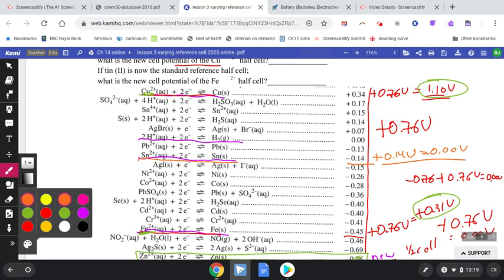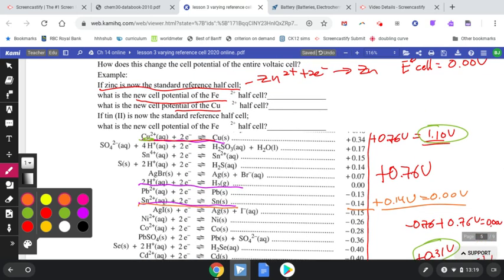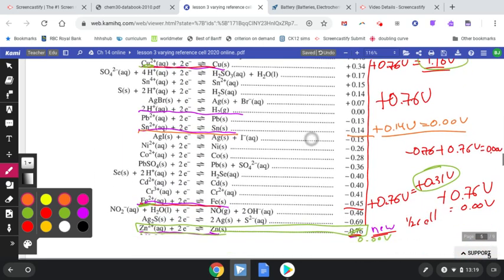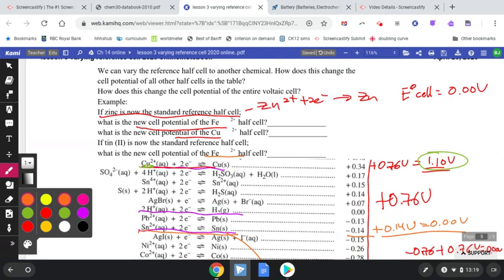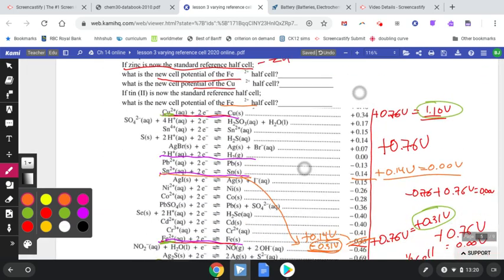Okay, so if tin is the new reference half cell, what happens to iron 2 plus? Okay, iron 2 plus would now be its new value I'll put over here. We're adding 0.14 volts to negative 0.45, which becomes negative 0.31 volts. Okay, so iron 2 plus's new cell potential is negative 0.31 volts if tin is the new reference half cell. This is messy, but I hope that makes sense to you. Okay, hopefully that makes sense for you guys. Varying the reference half cell.